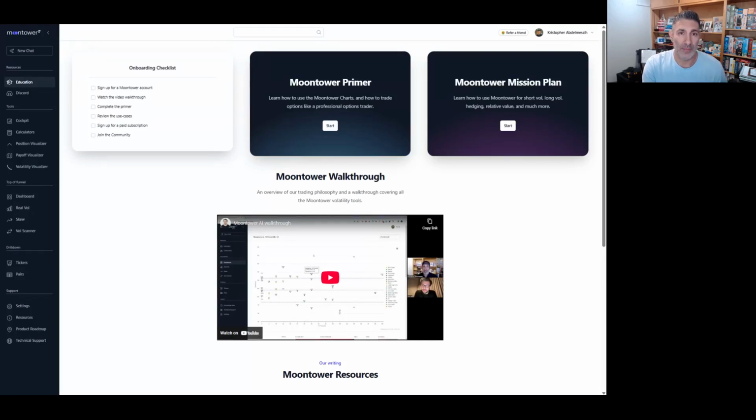So this is me sharing my screen here. This is the Moontower. Right when you log in, this is what it looks like. I'm not going to do a whole tour of it right now, but we released a new feature this week called the Volatility Visualizer. It's this thing right here on the side. But what I'm going to do is show you a couple things I do.